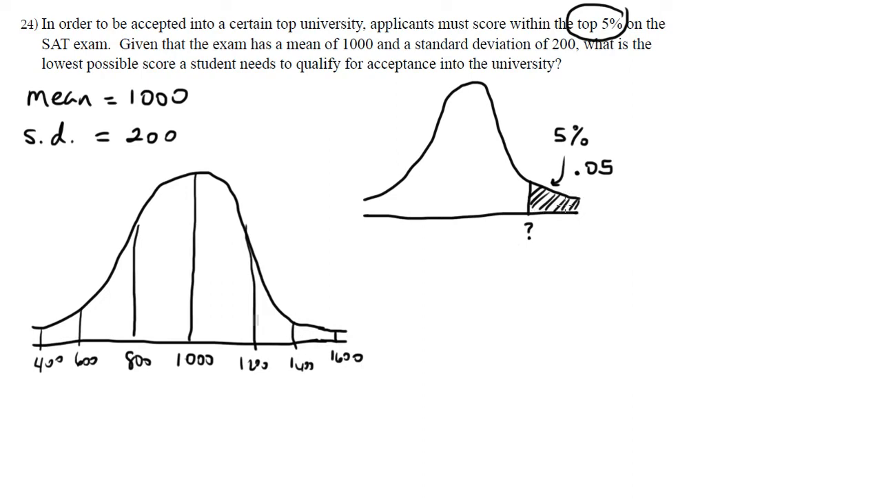So this area is to the right of my z value, right? Since the table is going to give me the area to the left, I can subtract 0.05 from 1, and this area here would be 0.95. So the area that the table is going to give me is 0.95. Let's go to the table and attempt to find as close to 0.95 as possible, so we'll know this z value.